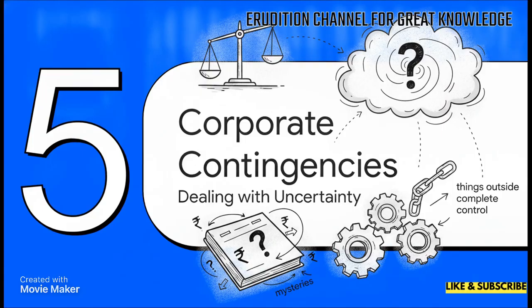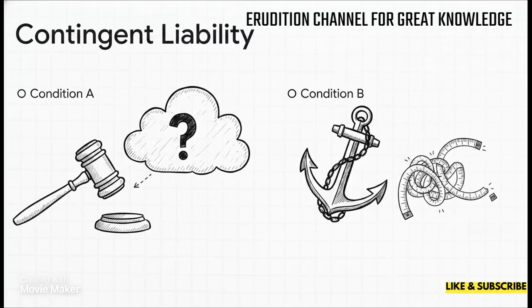Section 5. Understanding corporate contingencies. It's time to deal with uncertain future events. Let's untangle this one, because a contingent liability can actually be one of two very distinct things. Condition A is basically a maybe obligation. It's a possible obligation arising from a past event, but its existence will only be confirmed by the occurrence or non-occurrence of uncertain future events that are not wholly within the company's control. Think of a pending lawsuit waiting on a judge's verdict.